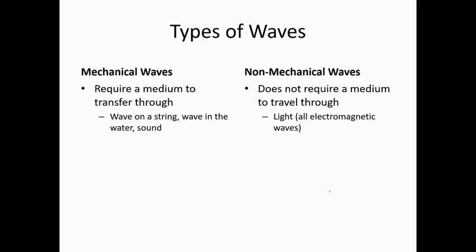So there are two different types of waves. We have mechanical waves and we have non-mechanical waves. A mechanical wave is a wave that requires a medium, or a substance, to travel through. That's going to be like a wave on a string or a wave in water or a sound wave. Sound needs a medium to transfer through. So you're not going to hear something where there is no matter, but you will hear something when there is matter. For example, if you were yelling in space, you're not going to hear anything. But if you're yelling down a tube of something, then you're going to hear pretty well.